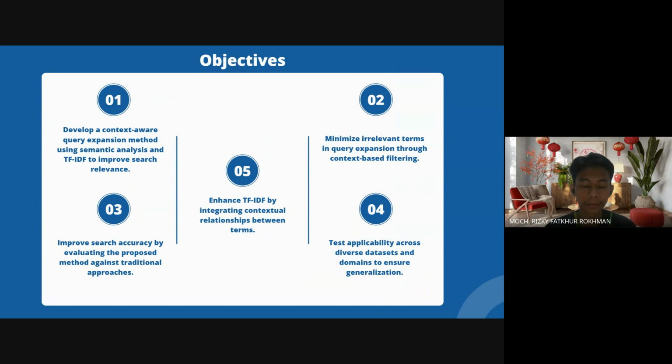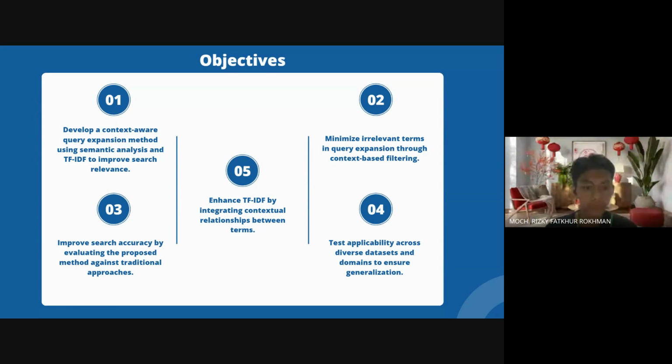Based on the problem statement and the three problems mentioned before by Devin and Daffa, the objectives, or our solutions, are as follows. First, we develop a context-aware semantic analysis and TF-IDF to improve search relevance, because, as Devin and Daffa mentioned, query expansion has ambiguity and synonymy. Using TF-IDF, we can enhance the search query to the relevant topic. The second is to minimize irrelevant terms in query expansion through context-based filtering. As I mentioned before, if we search Apple, it can show Apple as a company and also the fruit.